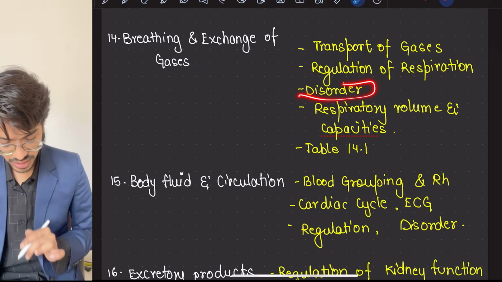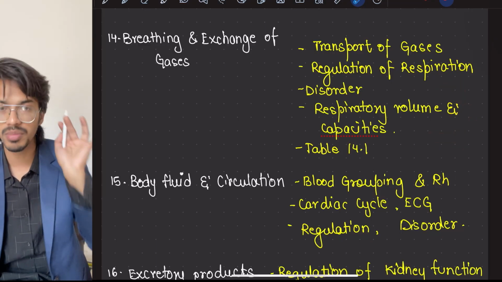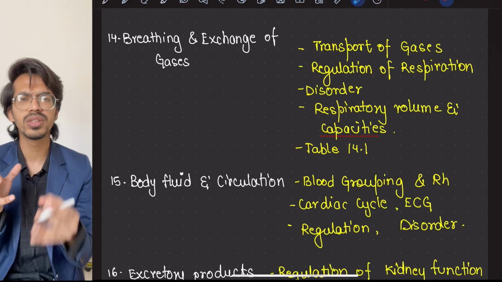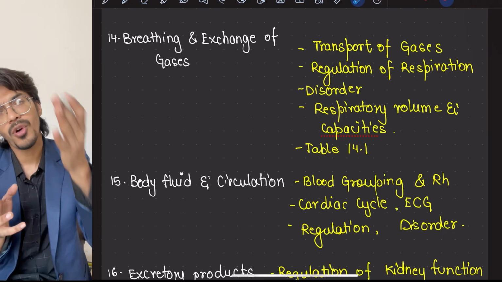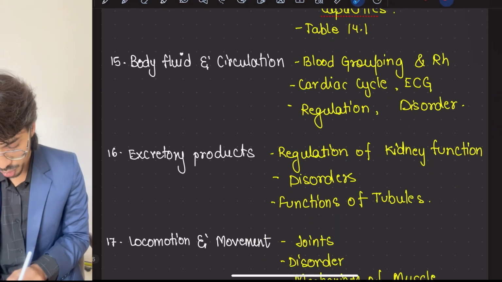Then of course the disorders we have studied. Then respiratory volumes and capacities, a match the following question most probably will be coming from it. And table 14.1, which tells you the partial pressure of oxygen and carbon dioxide at the different sites. Then comes body fluids and circulation.